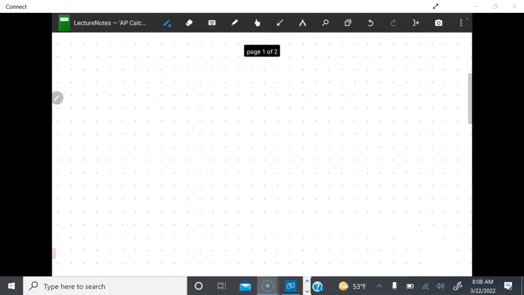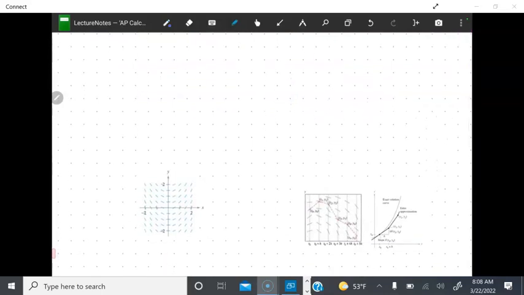Well, I'm going to steal some pictures that I've grabbed. We've actually seen these pictures in our notes before.